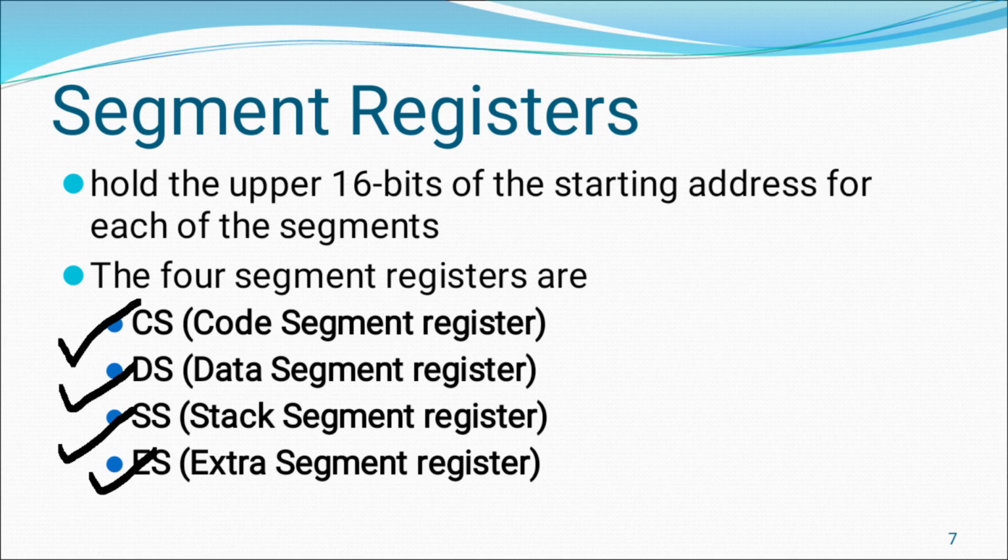Like that, the data segment register is used to hold the upper 16 bits of the starting address of the data segment. The stack segment register is used to hold the upper 16 bits of the starting address of the stack segment. The extra segment register is used to hold the upper 16 bits of the starting address of the extra segment.